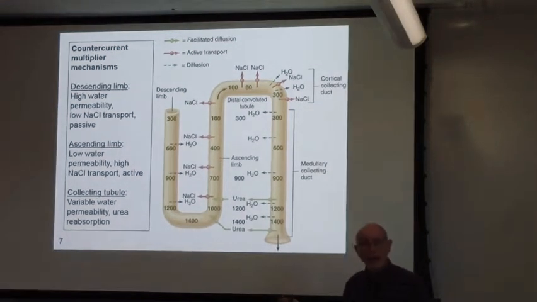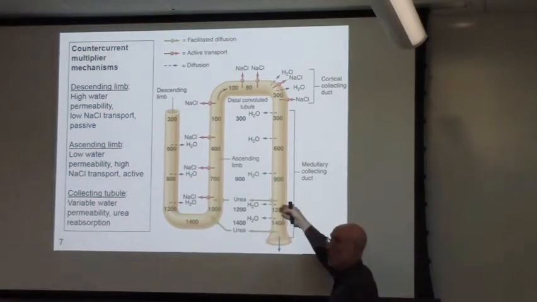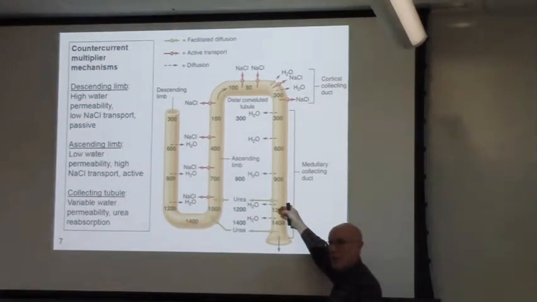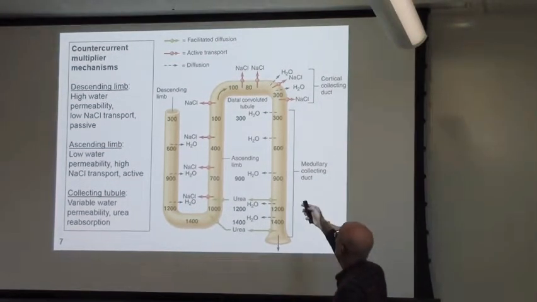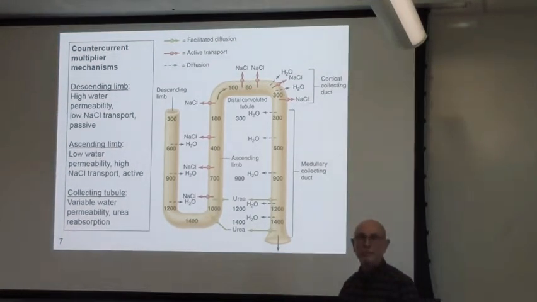If we are highly hydrated and we need to produce a dilute urine, vasopressin will be absent, water permeability will be low, and the dilute fluid that is produced here will be excreted. Okay, that's where we're going.